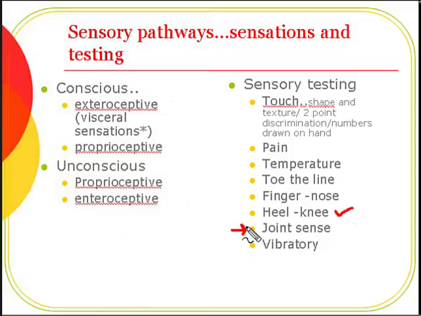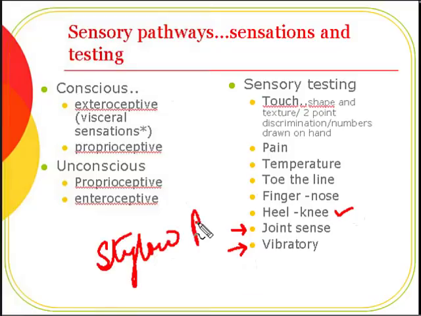Vibratory sense is tested by placing a tuning fork. You either place it on the shin, which is the anterior aspect of the leg, or the styloid process of the radius, the bone on the lateral aspect of the forearm. That's where the styloid process is. It's a tuning fork which has been struck, and then you ask the patient if they can detect the vibrations. If they can't, then you'll know that something is wrong. So this is how you test the sensory pathways.